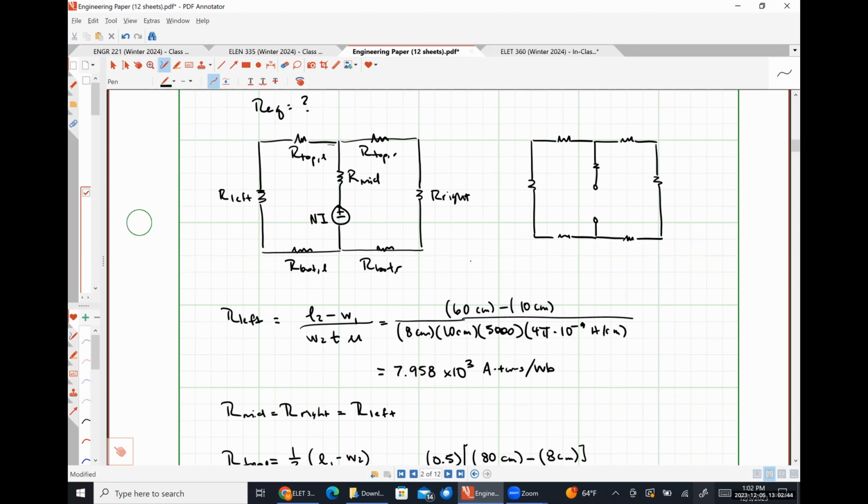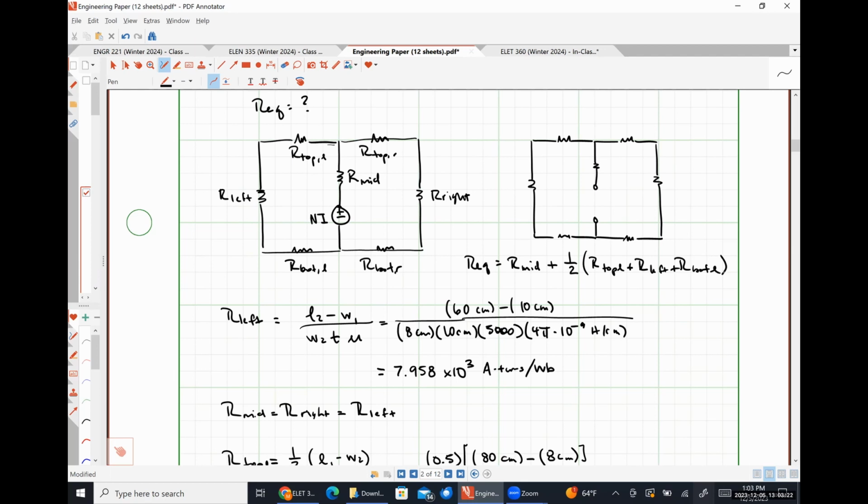So I would argue that our equivalent reluctance is going to be our middle branch plus, and then we have our two outside branches. They're in parallel and they're identical. So it's just going to look like half the reluctance of one of those branches, right? So 1/2 our top left plus our left plus our bottom left.